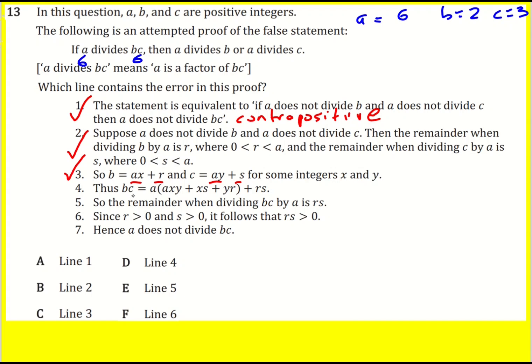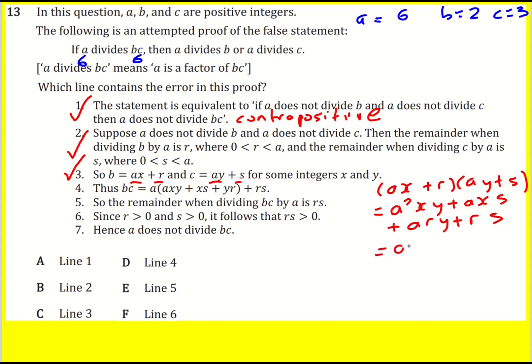If you multiply them, then you get a double bracket, AX plus R times AY plus S, and you would get A squared XY plus AXS plus ARY plus RS. And you could factorize the A out of the first three to give you A times XY plus XS plus RY. So that is all good, no problem with that algebraically. Then it says, so the remainder when dividing BC by A is RS.